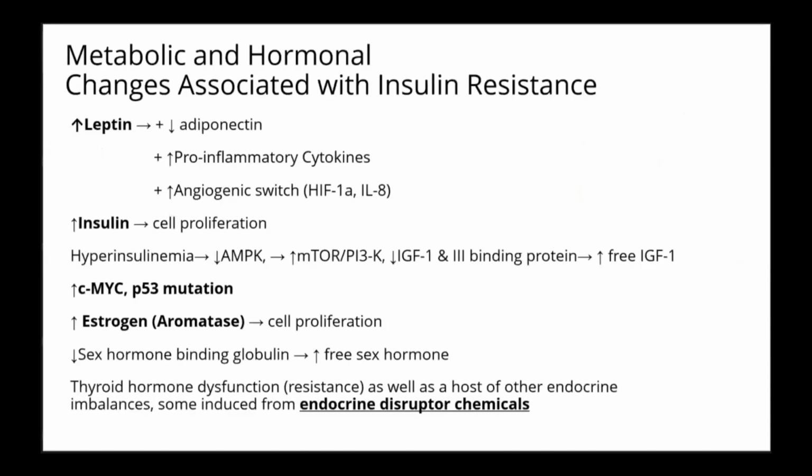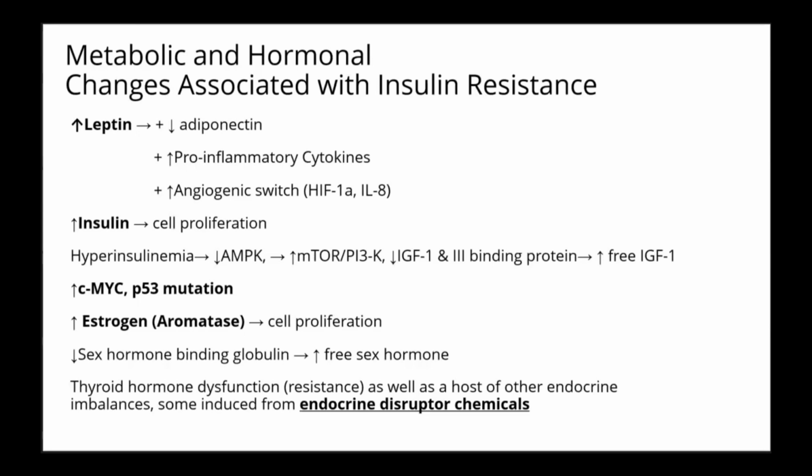Increased leptin, decreased adiponectin, increased pro-inflammatory cytokines, increased angiogenesis. There's hypoxia, HIF1, hypoxia-inducible factor 1. Increased insulin leads to cell proliferation. Hyperinsulinemia leads to a decrease in AMPK, right? Adenosine monophosphate kinase. That's the big protector. It increases mTOR, which is a big driver of growth. It decreases the binding proteins that bind up the insulin-like growth factors, and increases free insulin-like growth factor, which is a big growth signal.